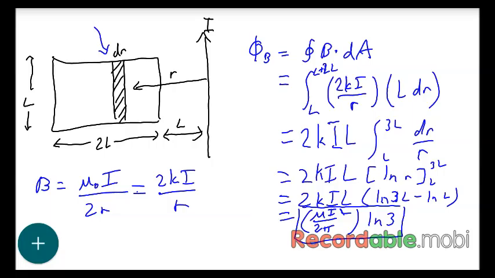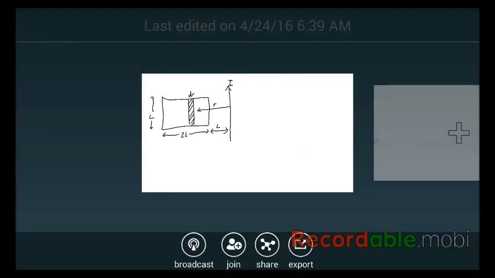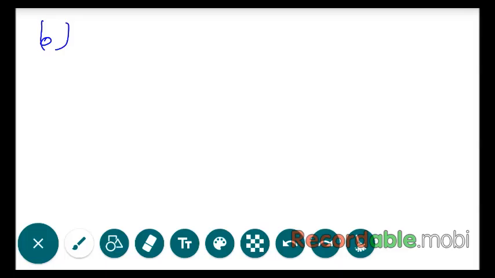Okay, next for part B. Part B asks you to find the induced current in the loop. To find that, first we're going to want to find the induced EMF through the loop. And to do that, we're going to use this formula: E is equal to negative the derivative of flux.